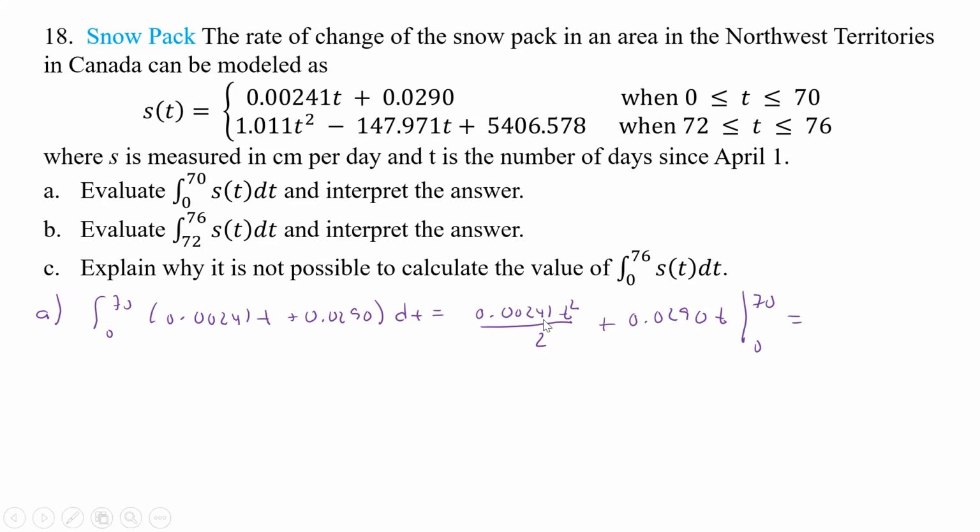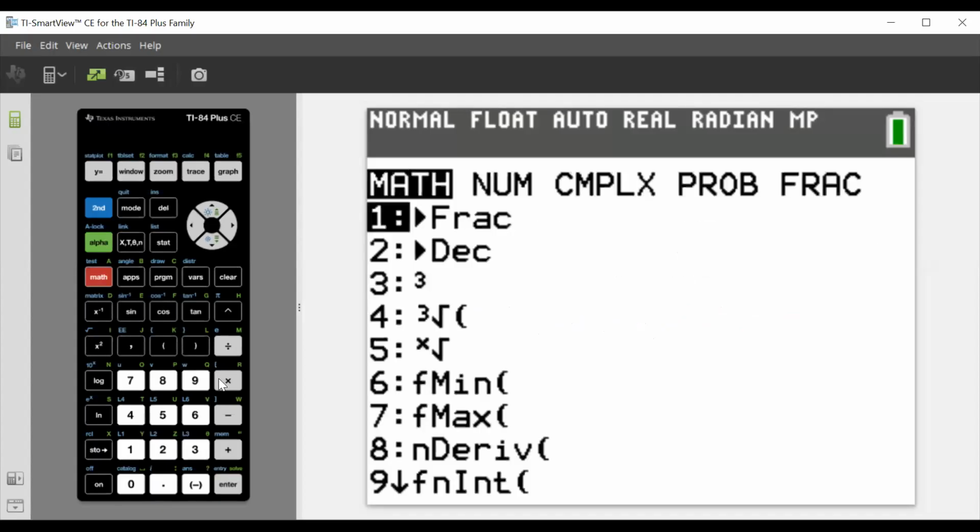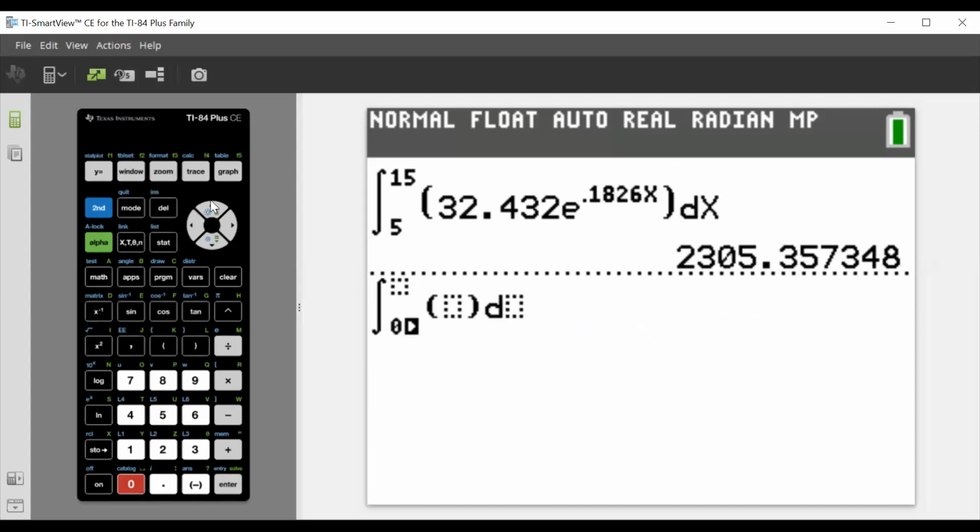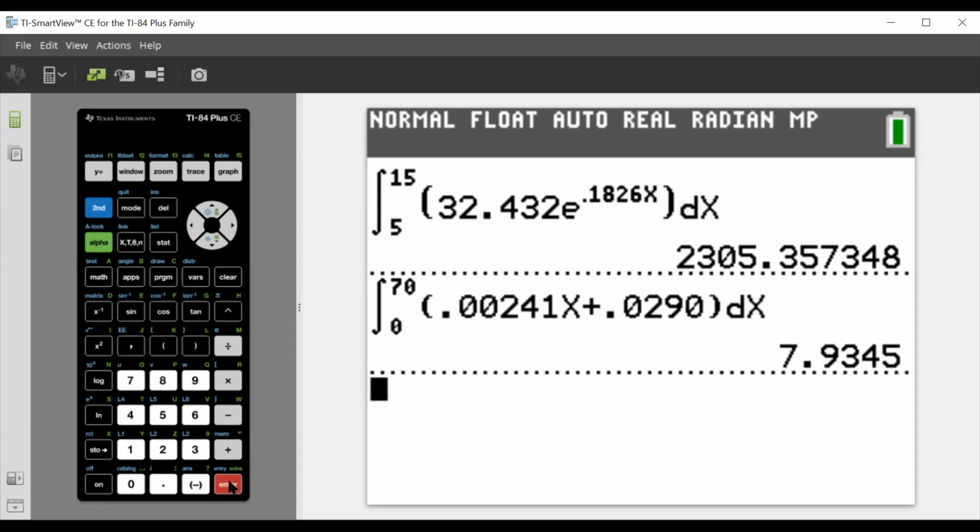And if you notice, if we plug in 0, that's gone, that's gone. So really it's going to be just the 70. But we'll do it with the integral way. Math 9, 0 to 70 of 0.00241 x plus 0.0290 dx. And it looks like it's 7.9345. So if we go to 3 decimals, 7.935.